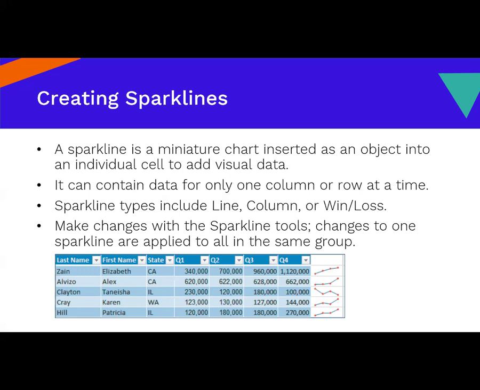Creating sparklines. A sparkline is a miniature chart inserted as an object into an individual cell to add a visual to the data. It can contain data for only one column or row at a time. Sparkline types include line, column, or win/loss. Make changes with the Sparkline Tools. Changes to one sparkline are applied to all in the same group.